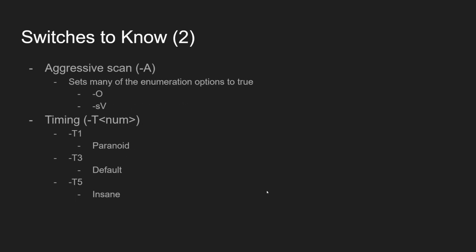So some more switches to know. We have the aggressive scan, which is the -A. This does operating system enumeration. It does a service version scan, and I believe it also runs default scripts, which is -sC, which is a fantastic switch to run as well. This is, if you're going to run a bunch against it, the aggressive scan is probably worthwhile.